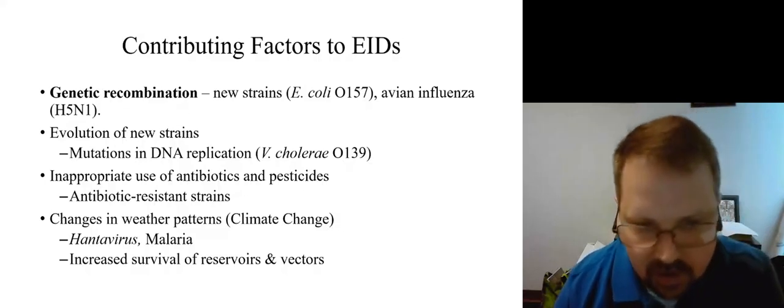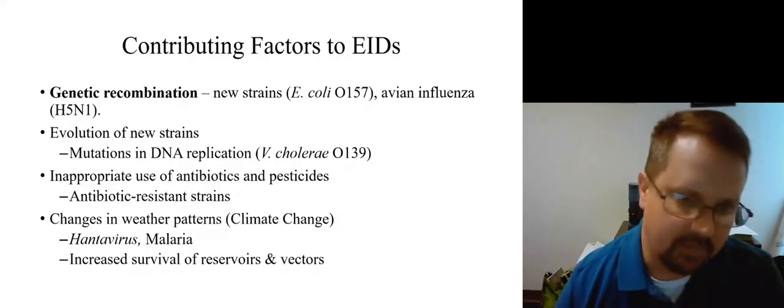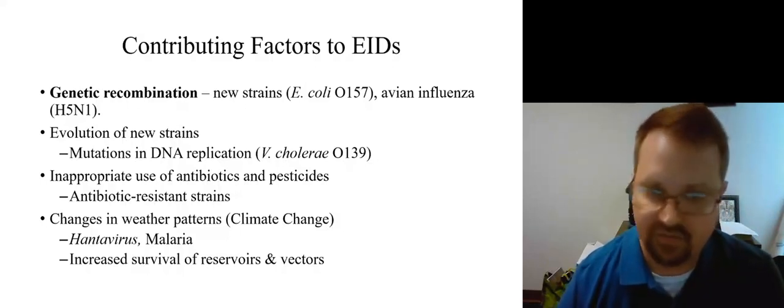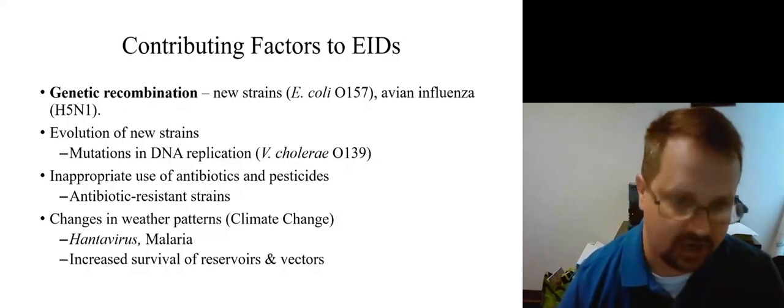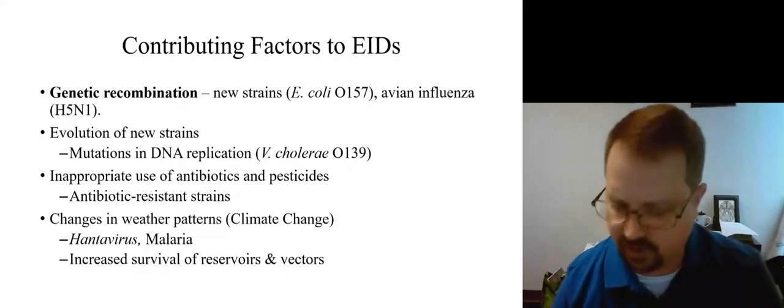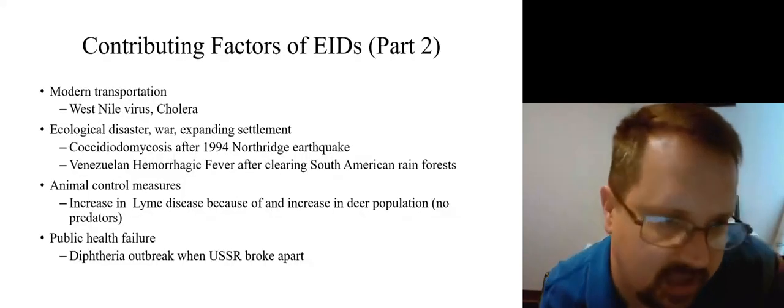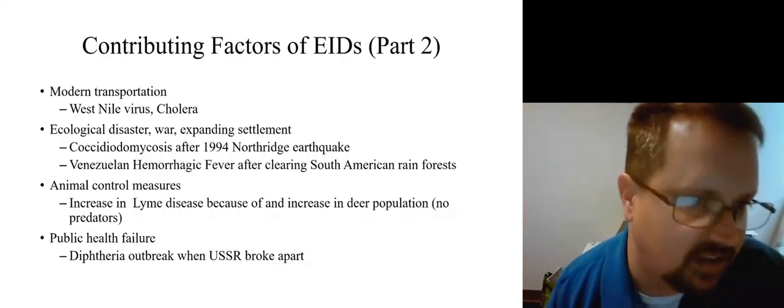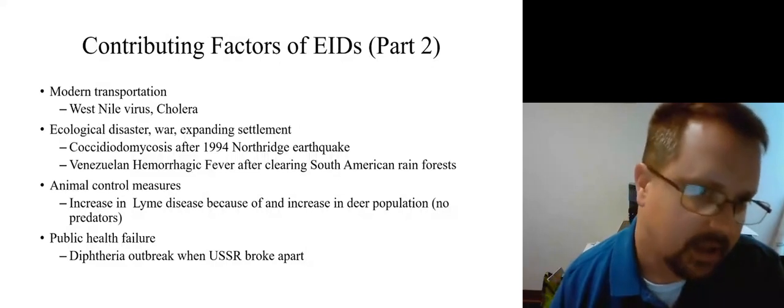Changes in weather patterns, like climate change, can make things like hantavirus and malaria show up in places they didn't. It means more vectors survive. There's more vectors, more chance to spread the disease. Malaria showing up in places malaria wasn't, because the mosquitoes aren't dying off. Modern transportation of diseases like the West Nile virus and cholera.